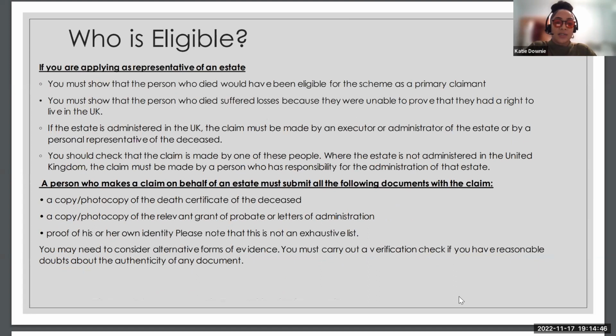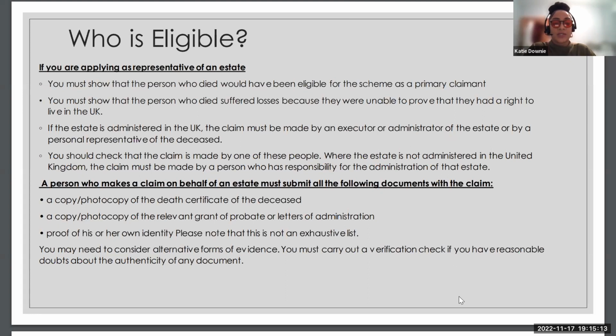So if you are applying as a representative of an estate, this is for our deceased family members, you must show that the person who died would have been eligible for the scheme as a primary claimant. So that's just like evidencing that they entered the UK before the 1st of January 1973. Again, we'll go into what can be classed as evidence in a few slides.